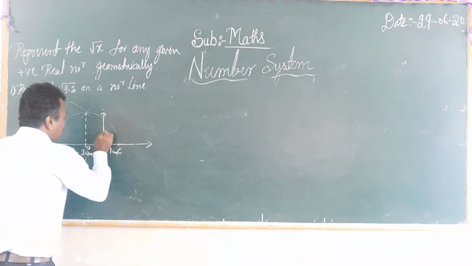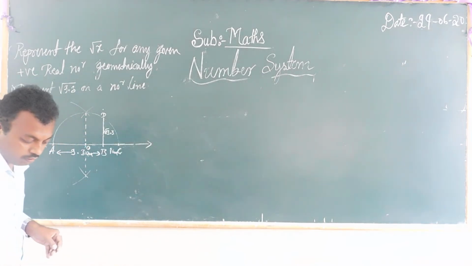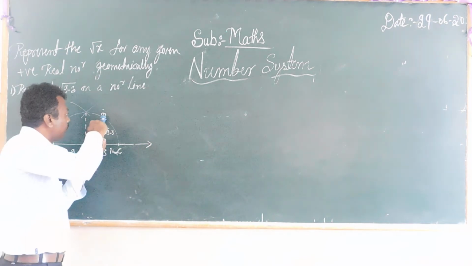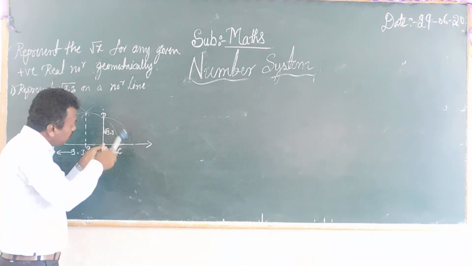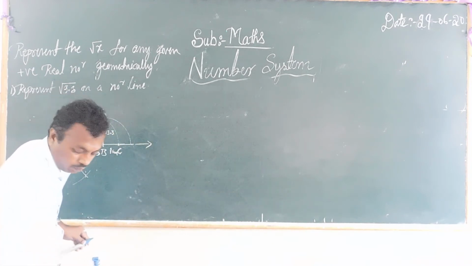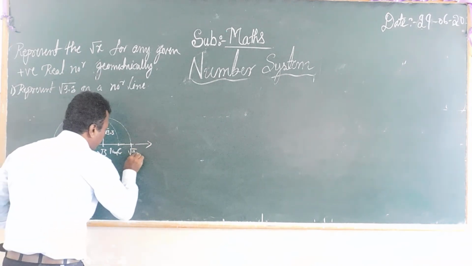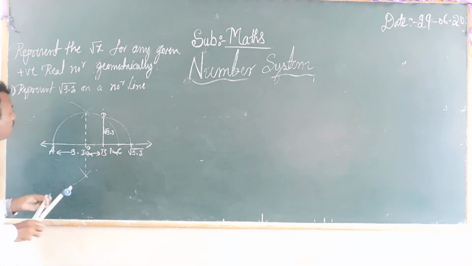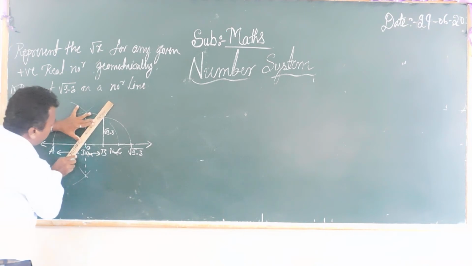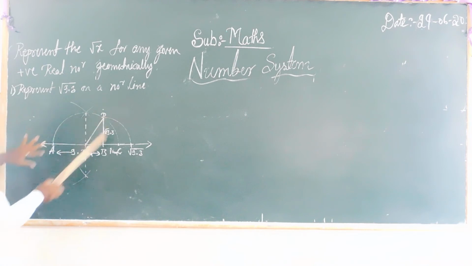This is called root 9.3. So that one we have to draw like this. So this is root 9.3. Okay. So we have to join BD and OD. Now we have to prove the mathematical.